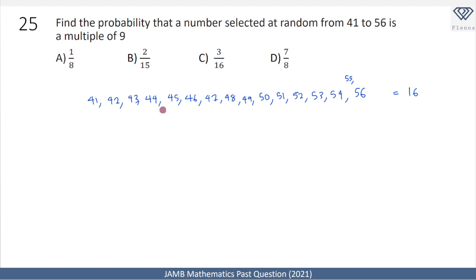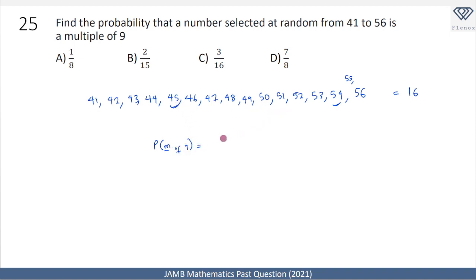If you know your 9 times table, you can easily figure out what the multiples of 9 are. We know that 9 times 4 is 36, so 36 is a multiple of 9. 9 times 5 is 45, so 45 is a multiple of 9. 9 times 6 is 54, so 54 is also a multiple of 9. And those are the only multiples of 9 we have over here. So in this case, our probability of a multiple of 9 will just be equal to how many of these numbers are multiples of 9?